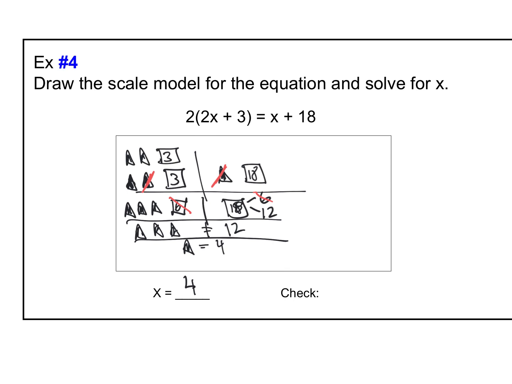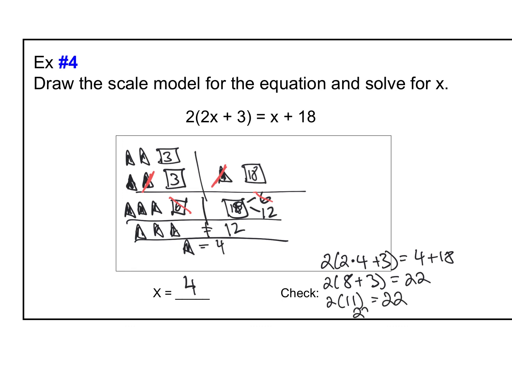So our check becomes 2 times the quantity of 2 times x plus 3 is equal to x plus 18. Order of operations, I need to do my multiplication inside my parentheses first. This becomes 2 times 11. And 22 is equal to 22.